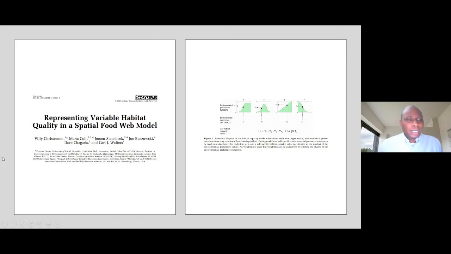It was this approach actually, one of the first papers published to describe this approach was by Christensen et al. 2014. And essentially, they are using environmental preference functions for maybe several environmental parameters. It could be temperature, chlorophyll A concentrations, and so on and so forth. And so these will be input as data into Ecospace, and cell habitat capacity values can be calculated based on that information.